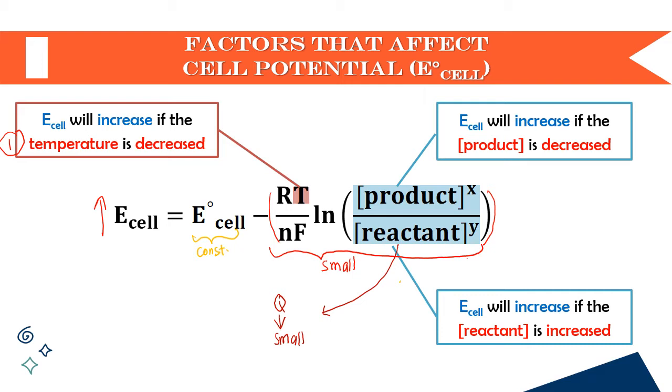What you need to remember is how to increase the value of E cell: first, decrease the temperature. Second, decrease the concentration of the product, and then third, increase the concentration of the reactant, and vice versa if you want to find a smaller E cell.